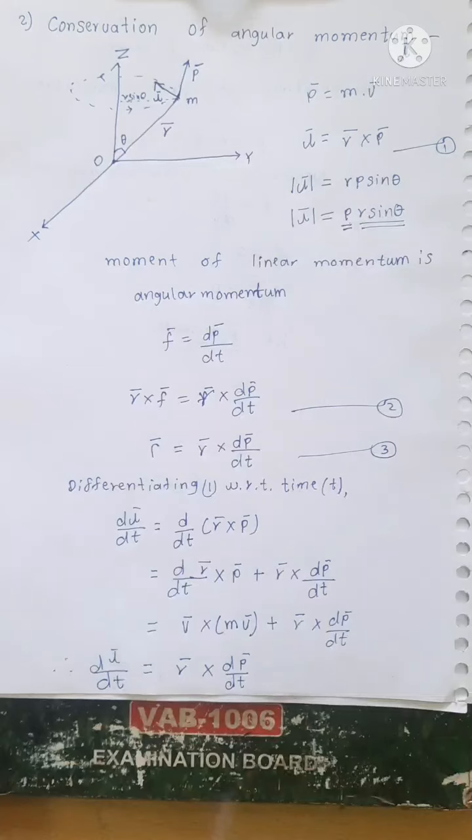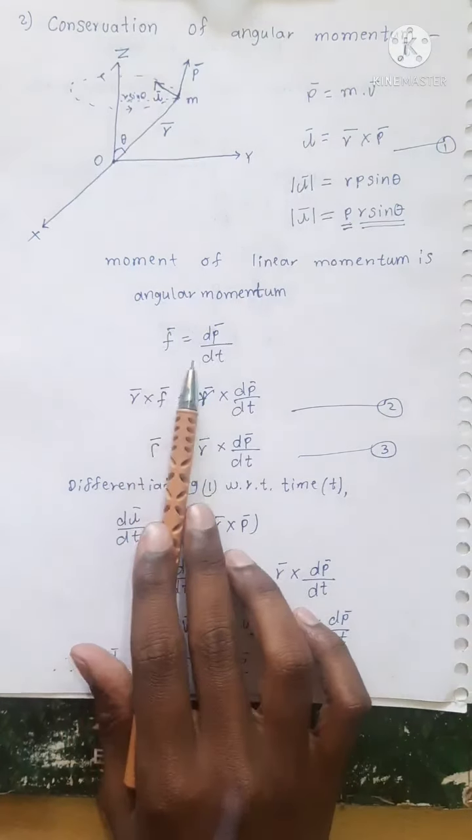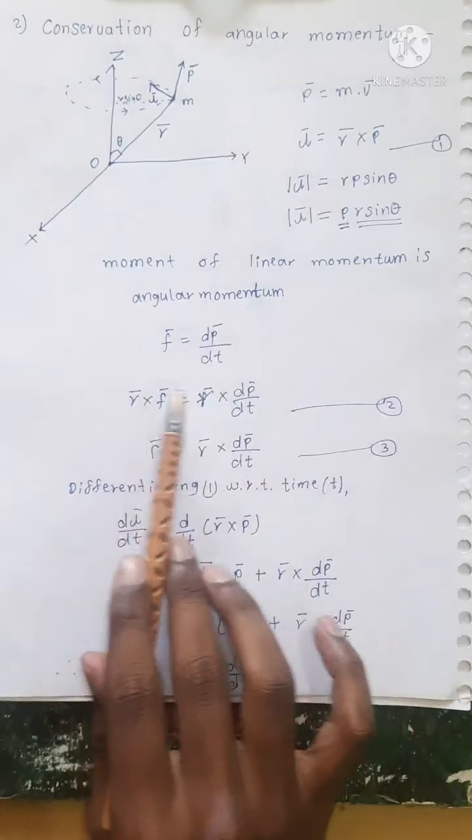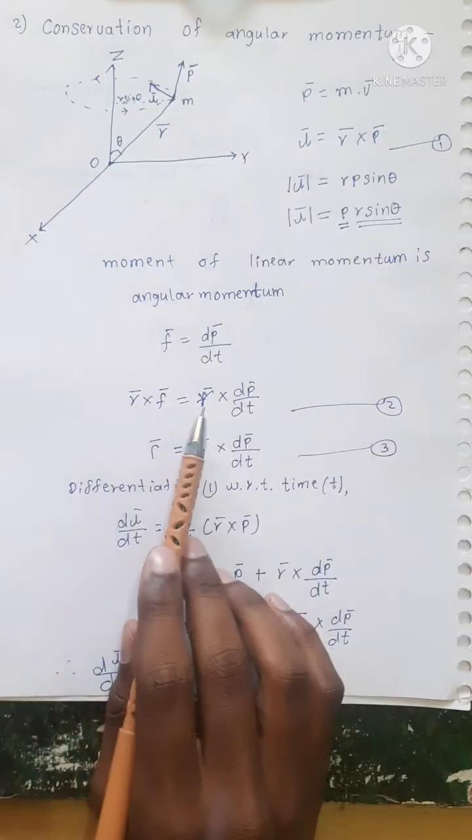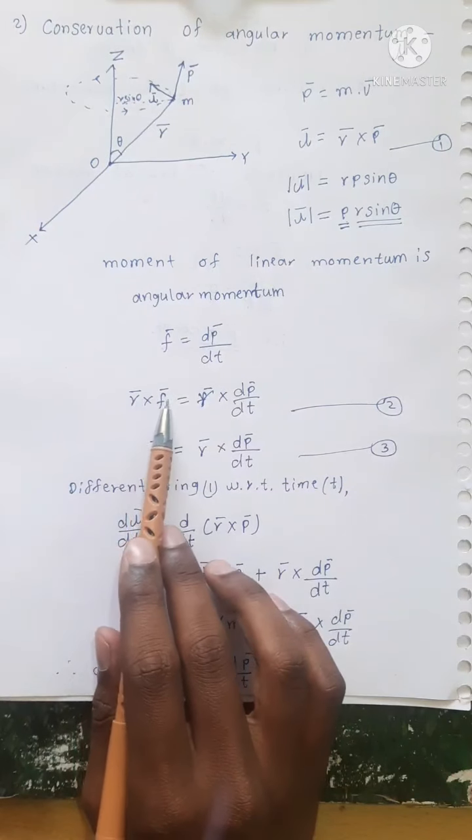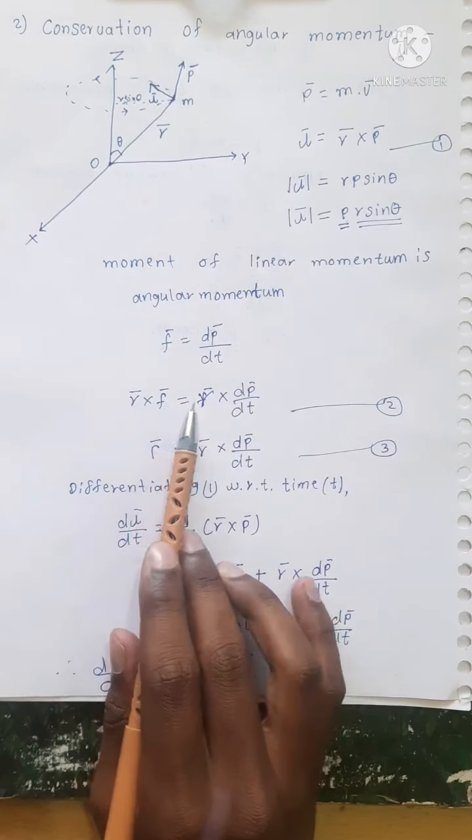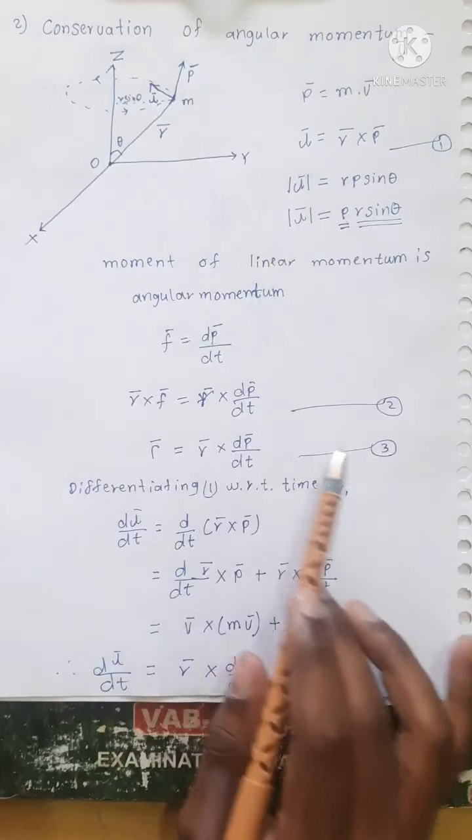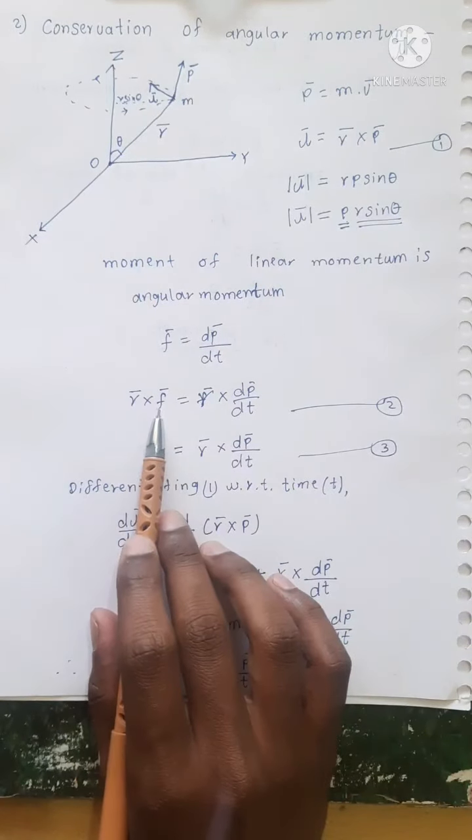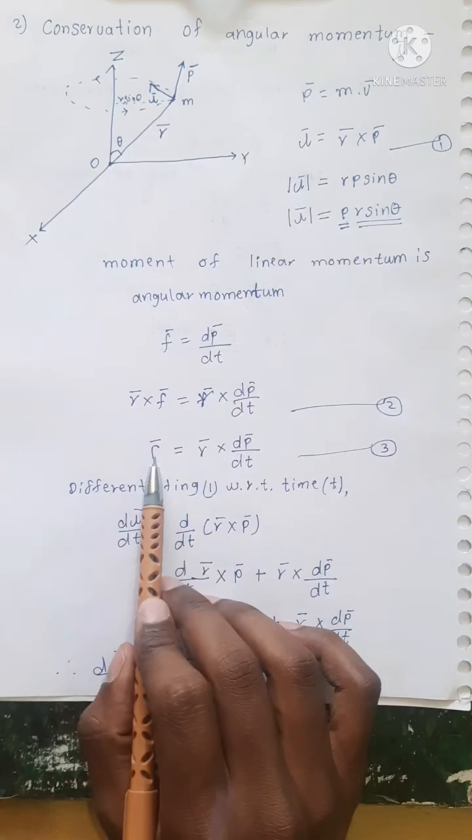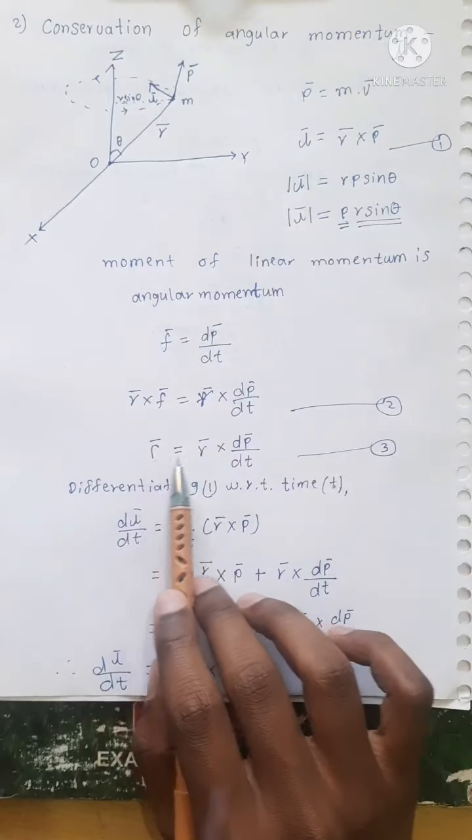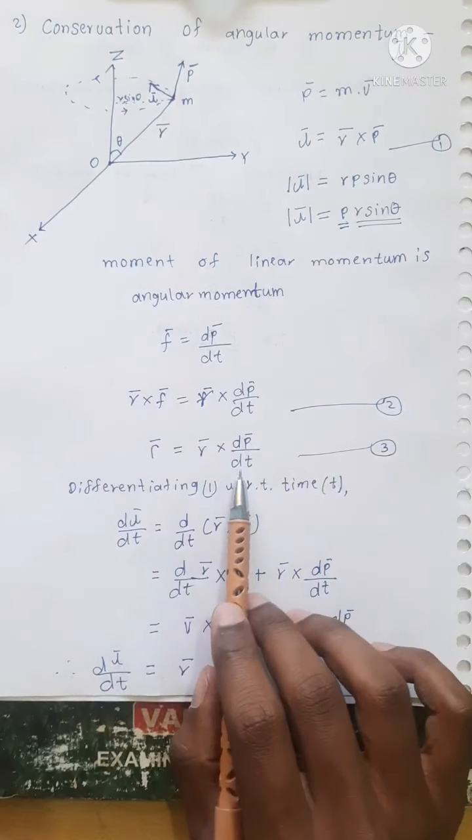Now we know by Newton's second law of motion, force is nothing but the rate of change of linear momentum. So we just multiply both sides with r bar, taking the cross product or vector product on both sides: r bar cross F bar is equal to r bar cross dP bar by dt. Say this is equation 2. Now we know r bar cross F bar is the moment of force, which is nothing but torque. So this equation becomes torque is equal to r bar cross dP bar by dt.